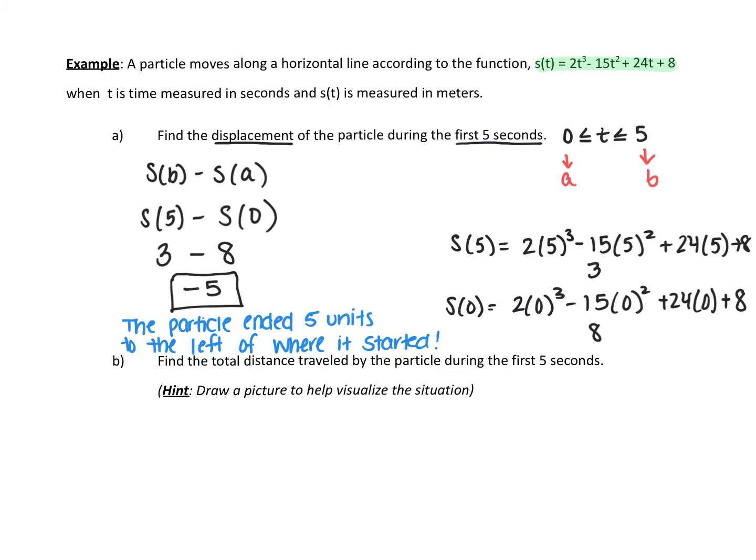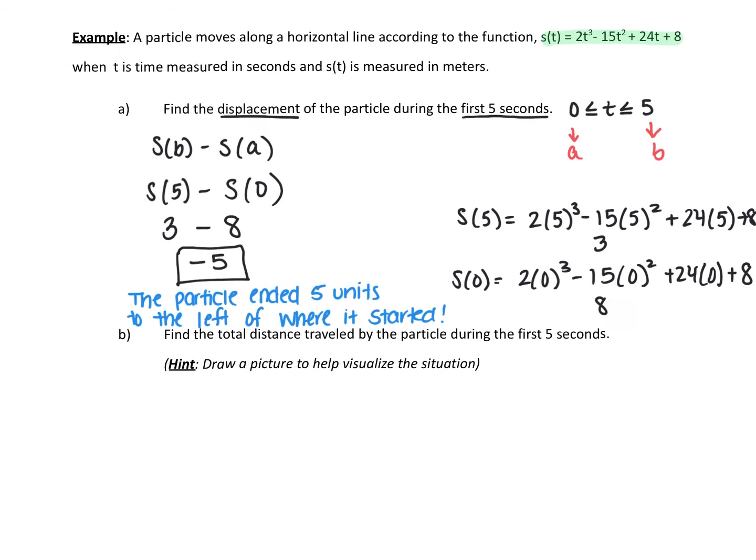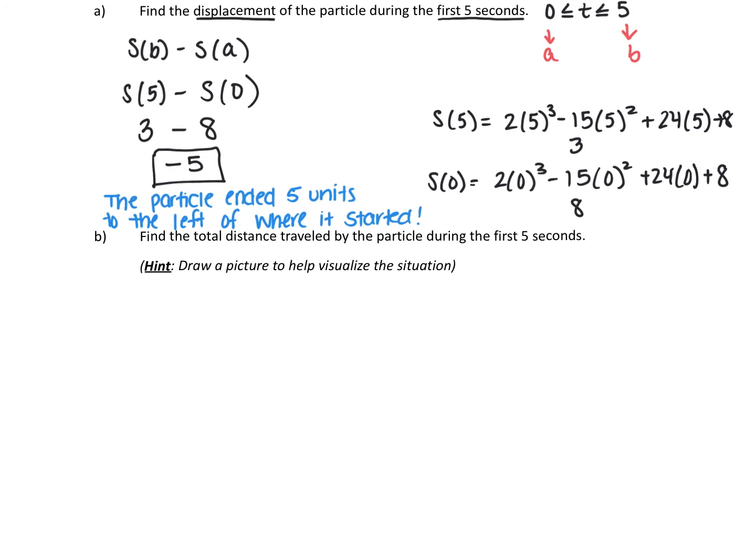Now, if your displacement was positive, the particle would have ended 5 units to the right of where it started. So if you want to write that down, that might not be a bad idea. And I'm going to show you and prove that this negative 5 means left when we draw the picture. So part B says, find the total distance now traveled by the particle over the first 5 seconds.